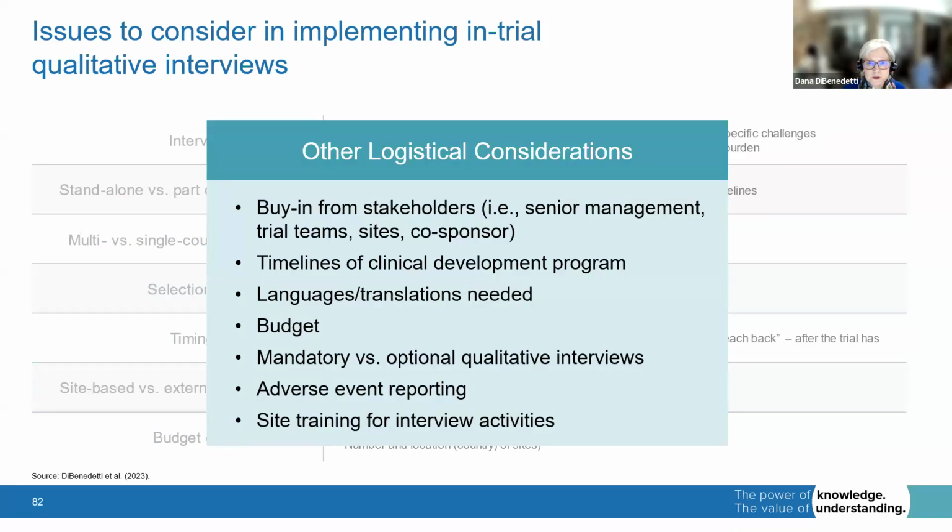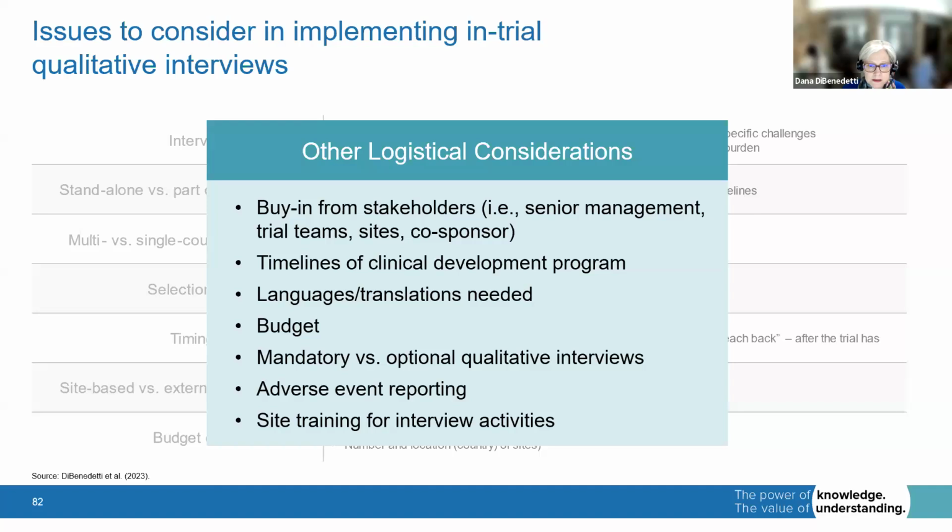There are a number of factors associated with logistics that need to be considered for these types of studies. Buy-in from stakeholders is one of the most critical ones, from senior management, regulators, your clinical trial teams, yes, indeed, your clinical sites, and your co-sponsor if you have one. Studies can be canceled or not awarded altogether because buy-in from stakeholders was not obtained early enough or not obtained at all. Having a plan for reporting AEs that may originate from the interviews is another important logistical consideration. We know of studies that have been canceled because sponsors did not plan for and could not identify methods for capturing AEs outside of the clinic visits.